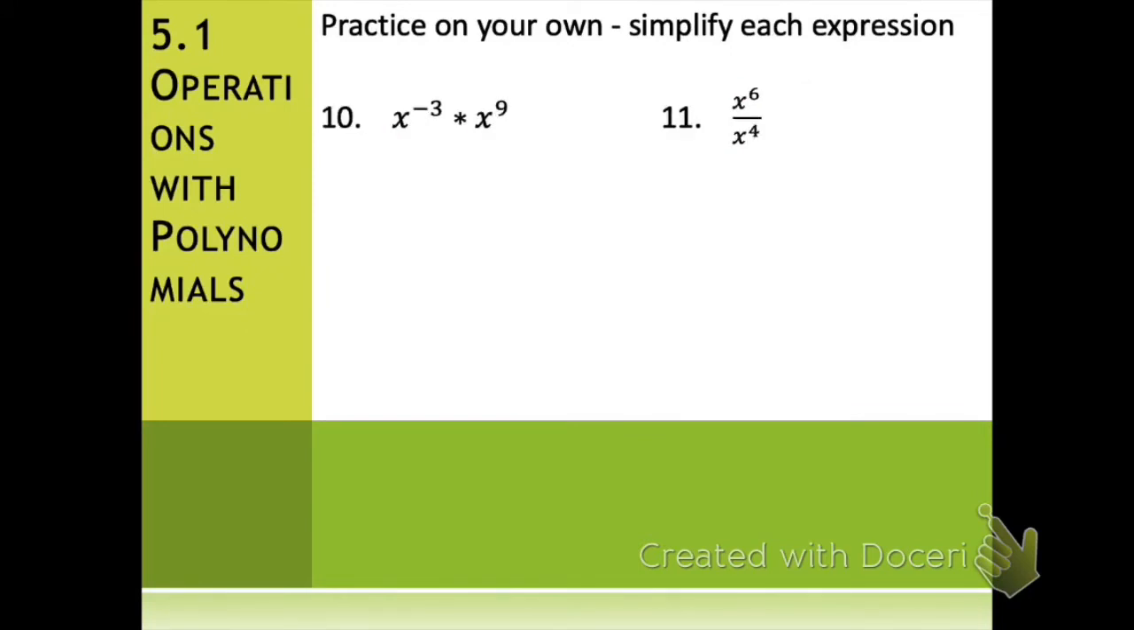All right, next two problems. Try these two in your notebook on your own. Okay, number 10, again, the bases are the same and being multiplied, so we add the exponents. So this is x to the 6th power. Done. This one, the bases are the same and we're dividing, so we subtract the exponents, 6 minus 4, and we get x squared. Done.